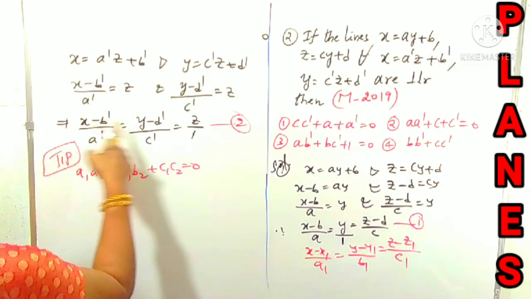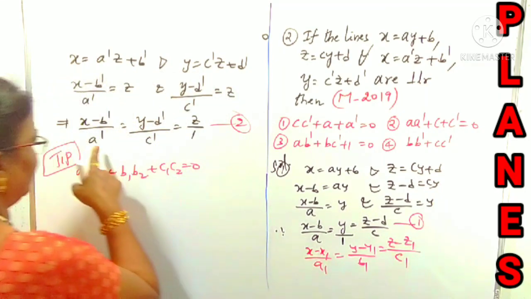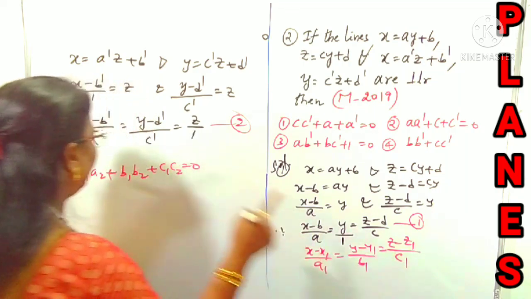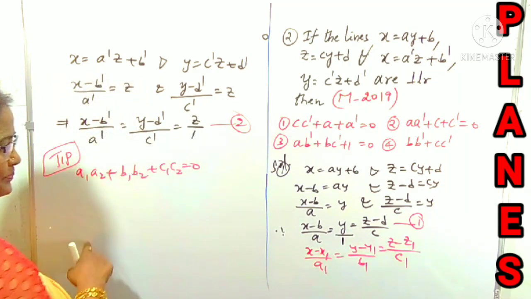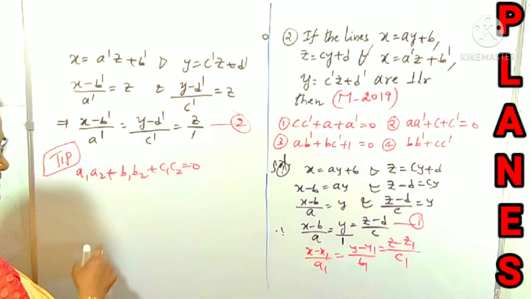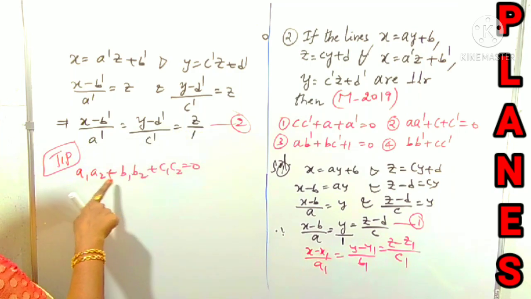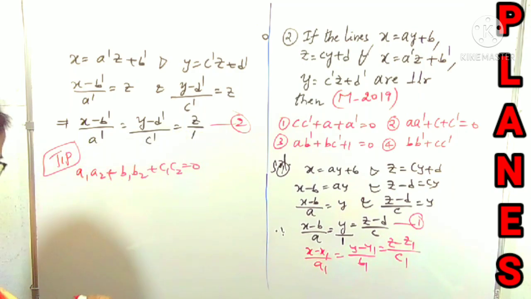In the same way, what is the other one? You can compare it in the same way, but in place of a1, b1, c1 you take a2, b2, c2. In the same manner you can write it. So what is the condition? a1 a2 plus b1 b2 plus c1 c2 is equal to 0.